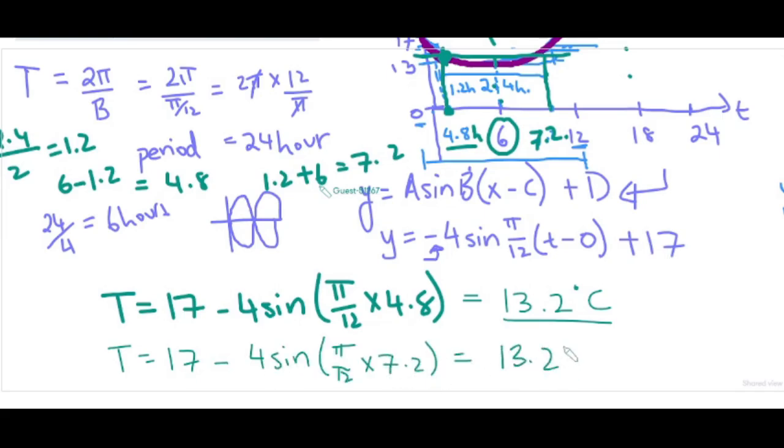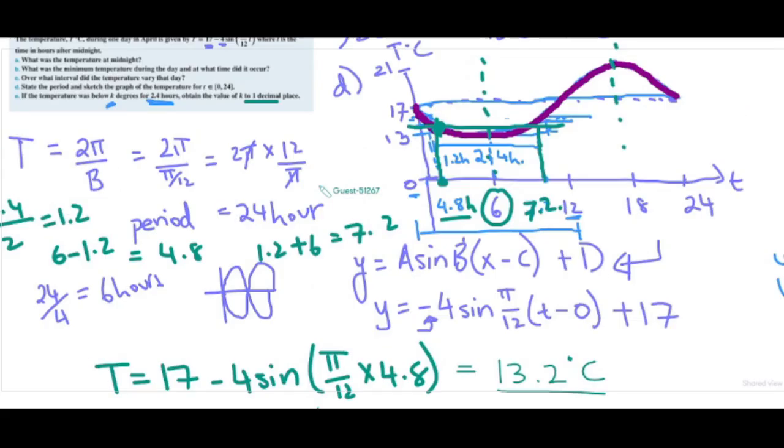So that means your K, this temperature here, is 13.2 degrees. The temperature stays below 13.2 degrees for 2.4 hours, between 4.8 hours after midnight and 7.2 hours after midnight.